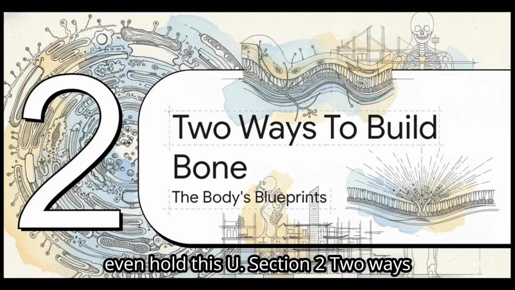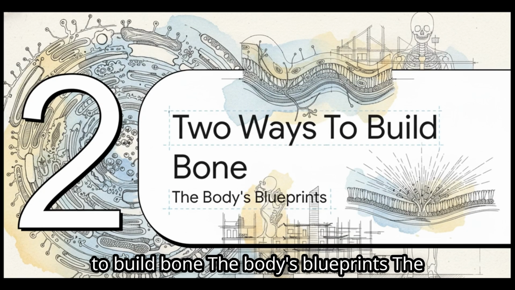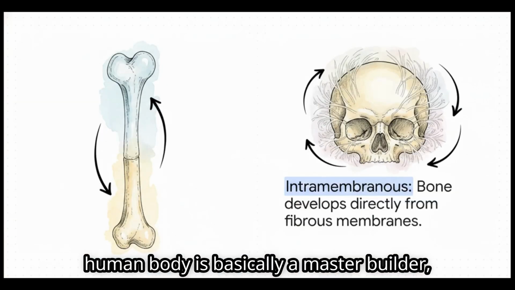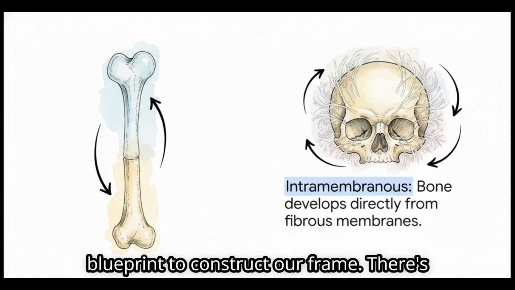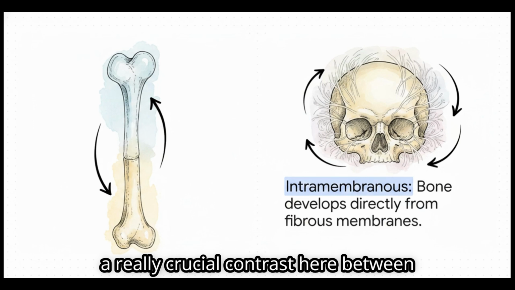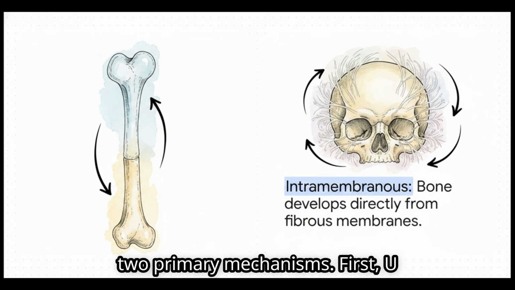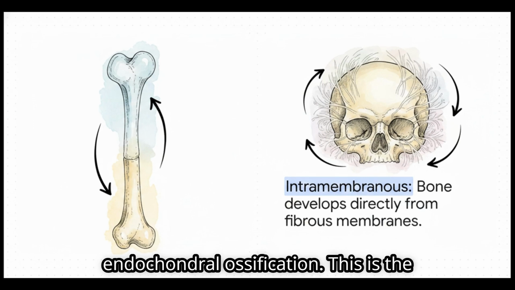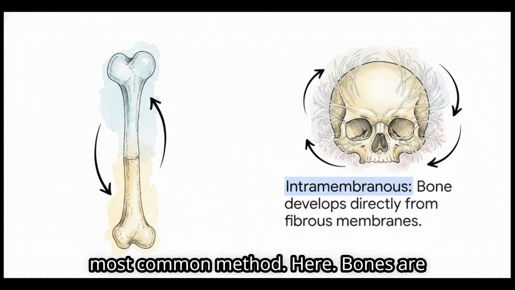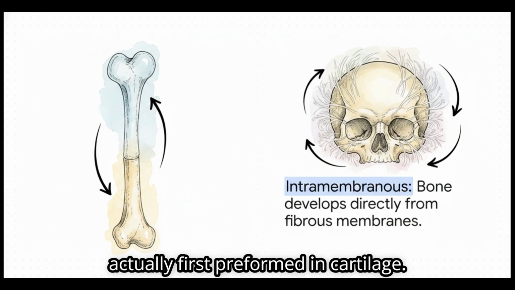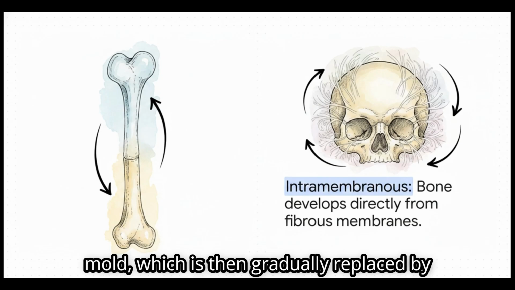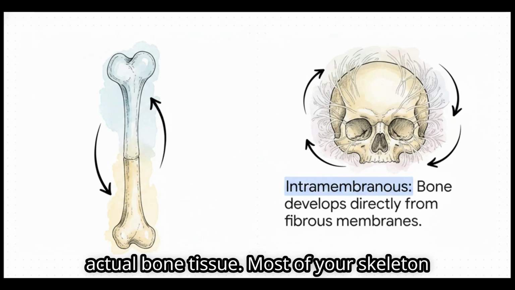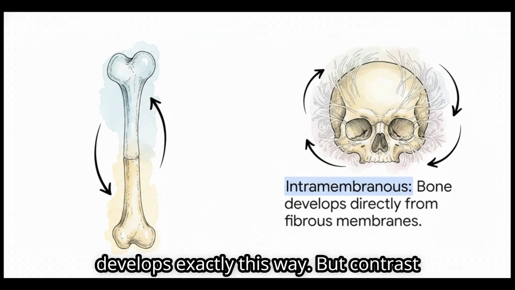Section 2. 2 ways to build bone. The body's blueprints. The human body is basically a master builder, but it doesn't just use one single blueprint to construct our frame. There's a really crucial contrast here between 2 primary mechanisms. First up, endochondral ossification. This is the most common method. Here, bones are actually first preformed in cartilage. That cartilage acts like a temporary mold, which is then gradually replaced by actual bone tissue. Most of your skeleton develops exactly this way.